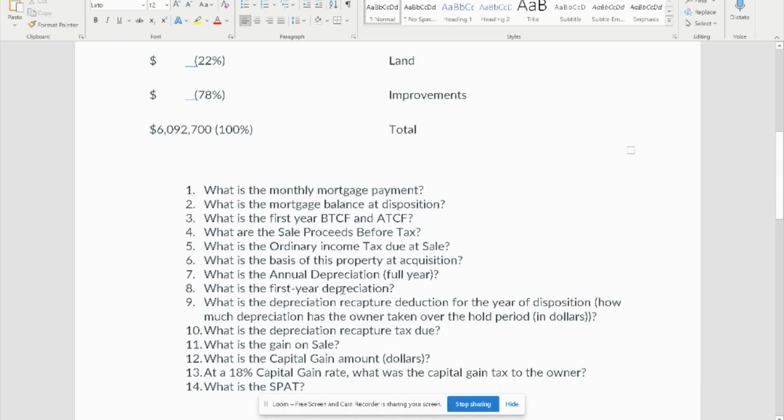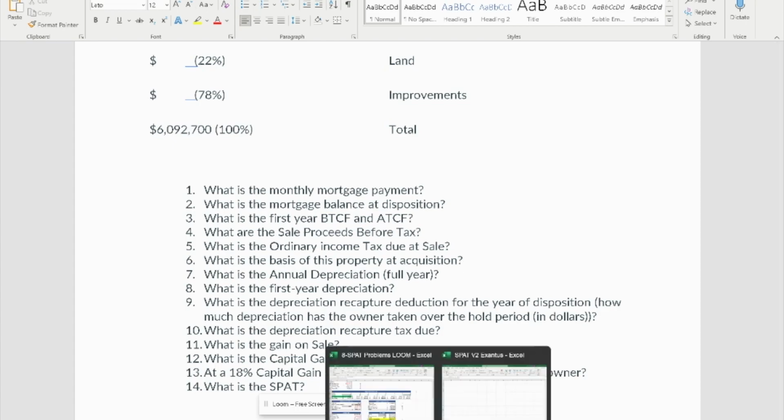What is the monthly mortgage payment? What is the mortgage balance at disposition? What is the first year before tax cash flow and the after tax cash flow? What are the sales proceeds before tax, the ordinary income due at sale, the basis for this property at acquisition, and the annual depreciation for a full year, and so forth and so on? So lots of things to get through in this problem.